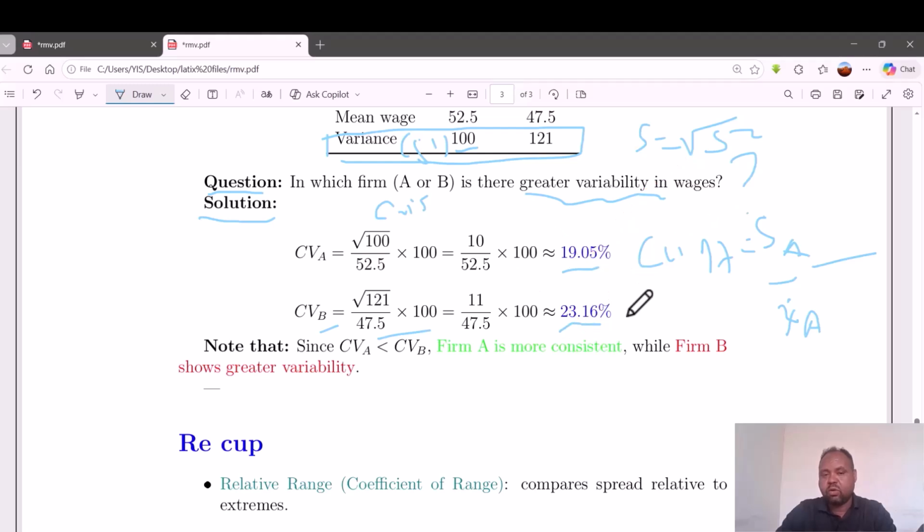The firm with the smaller CV value is firm A, which is 19.05%. Therefore, firm A is more consistent because the coefficient of variation for A is less than the coefficient of variation for B. In contrast, firm B shows greater variability.